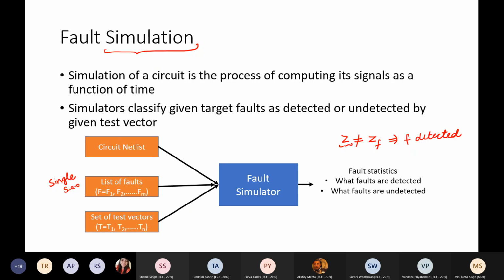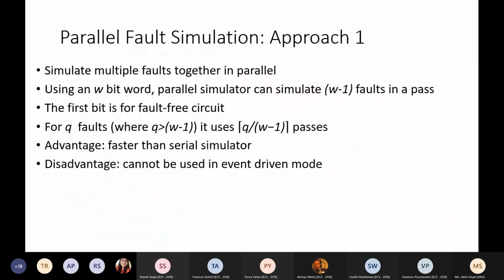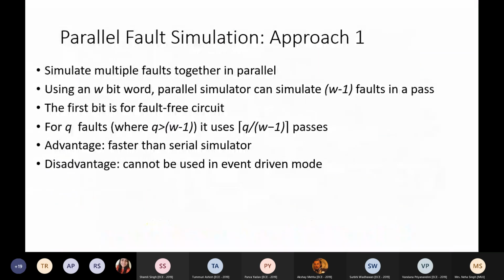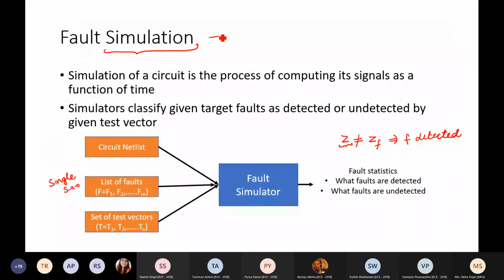We have different methods of fault simulation. The simplest one is serial fault simulation. As the name suggests, serial fault simulation, सीरीज में हम एक एक करके fault को analyze करेंगे.